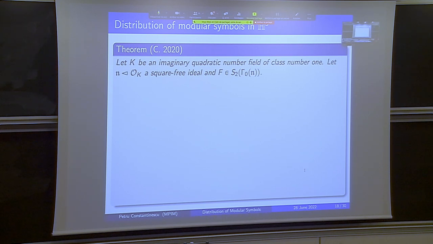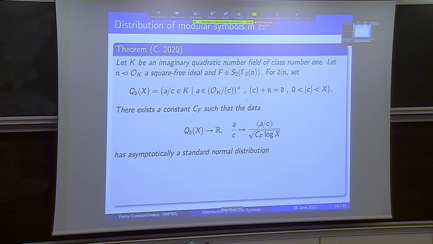And take a square free ideal and the cusp form, so this is a vector cusp form for it. And define this average space where you take elements in the base field, the norm of c is up to X, and we have this condition on c and n, of course. And then on this large set, if we renormalize the modular symbols, they will have standard normal distribution.